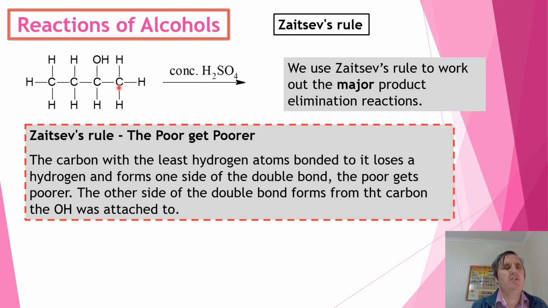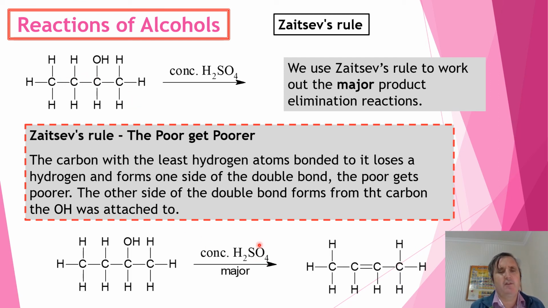So we look at each adjacent carbon, we count how many hydrogens they have. This one has 3, this one has 2. So in this case, we would take away the OH and this one here that's poorer. So we'd take away these substituents here and we'd form the double bond here the majority of the time. So the major product here is the one where it's in the middle, and the minor product would be when the OH and the H on the right is taken away.